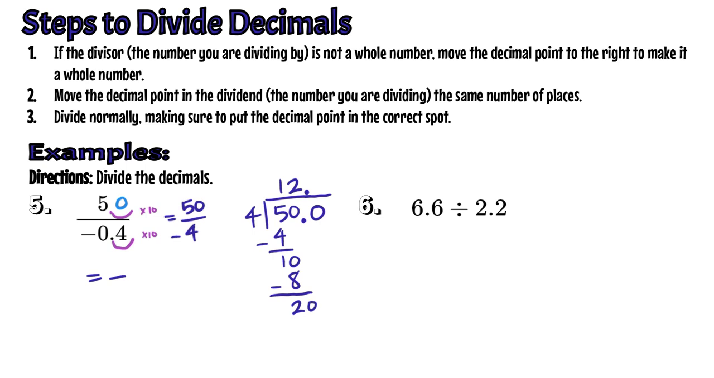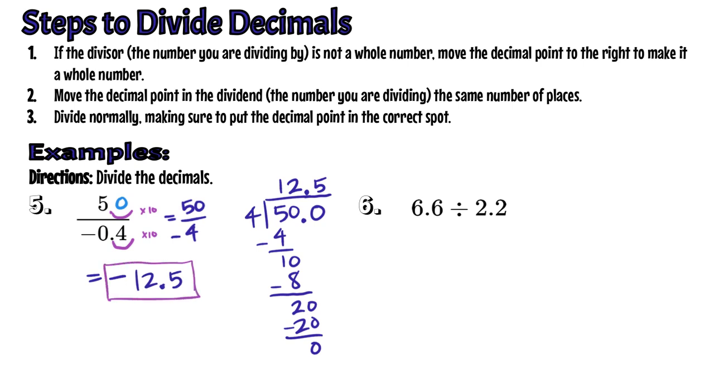We bring down the 0. 4 into 20 is 5. And then that equals 20. And we get a remainder of 0, so we're going to stop here. Anytime you do get a remainder of 0 in these types of problems, you can just stop. If the answer needs to be in a certain number of places, you can just add zeros as placeholders until you get to the right number of places, if you're being asked to write a certain number of places. But we see now that we have 5 divided by negative 0.4 equals negative 12.5.